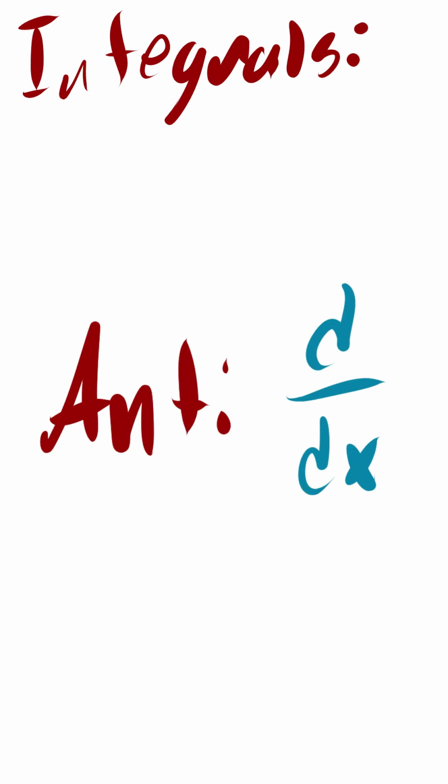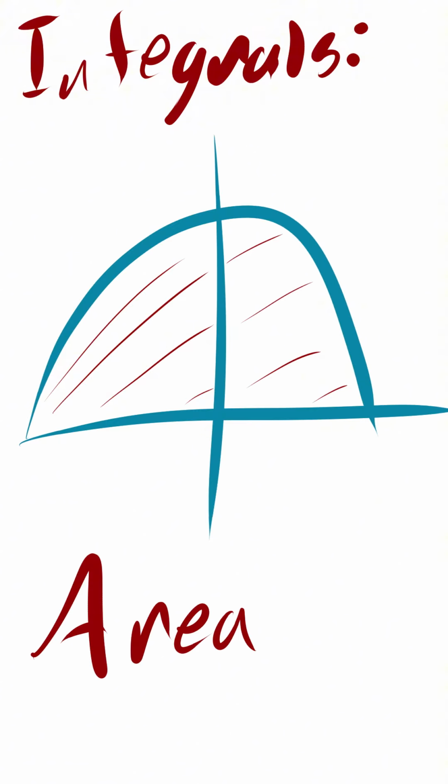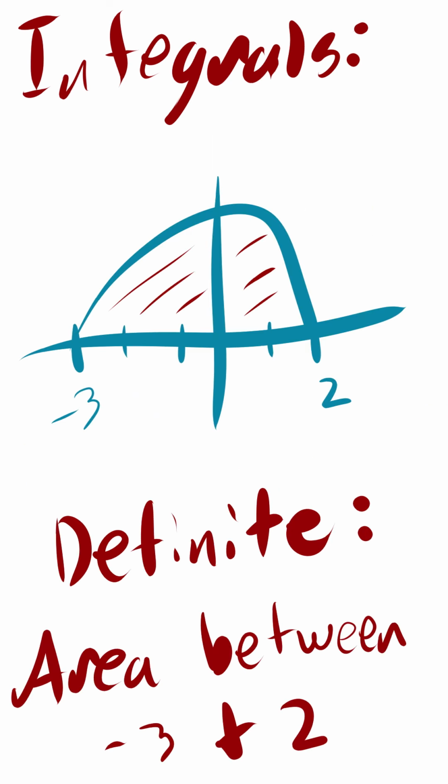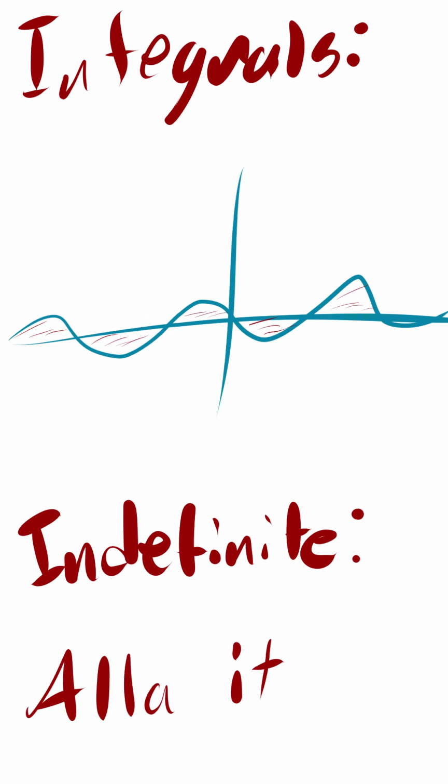The counterpart to derivatives are integrals, which are literally called the antiderivative. The basic concept of integrals is the area underneath the graph. There are two kinds, definite and indefinite. Definite integrals calculate the area in one specific domain, while indefinite integrals calculate the area of the whole graph.